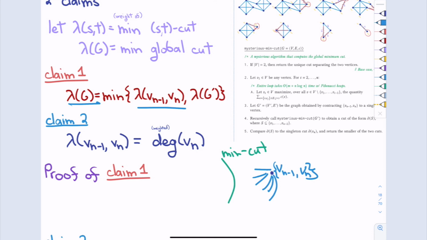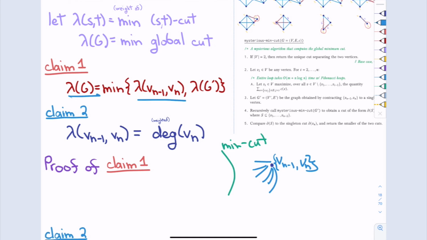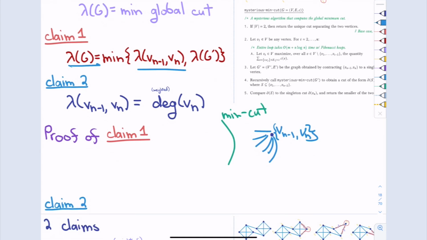Okay, so that one is not too bad. But claim 2 is really the mysterious one and the one that requires this ordering. Claim 2 is saying that if you do this weird, greedy ordering, then the minimum cut between the last two vertices just has the last vertex on one side, which is not true in general.